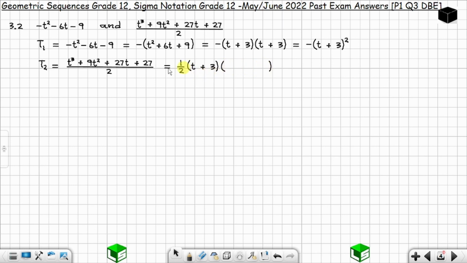So for you to get t to the power of 3, or t cubed, you need to get t squared there, because t times t squared will give you t cubed. And for you to get 27, this 3 must be multiplied by 9. So you must have plus 9 there. Okay, because plus 3 times plus 9 will give you plus 27. Okay, and inside here you have plus 6t. Okay, so I'm going to show you in detail how to factorize this.